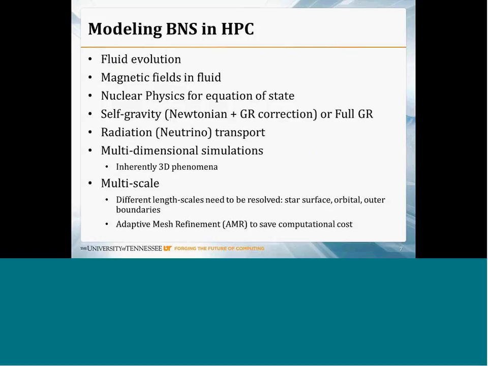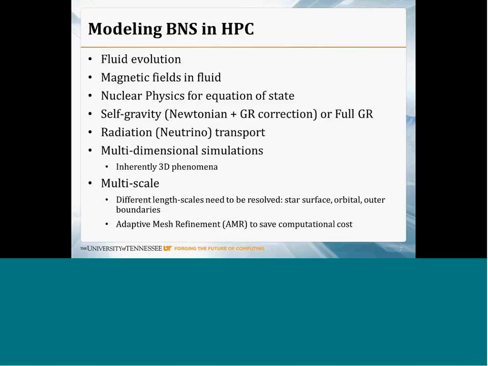So modeling binary neutron stars in HPC requires very sophisticated software tools. This is the kind of ingredients that you have to have in your code to be able to model a binary neutron star merger. You need fluid evolution, if we represent the stars as fluid, and you want magnetic fields in the fluid because neutron stars are usually magnetized, and you want nuclear physics, of course, for the equation of state of the neutron star itself.